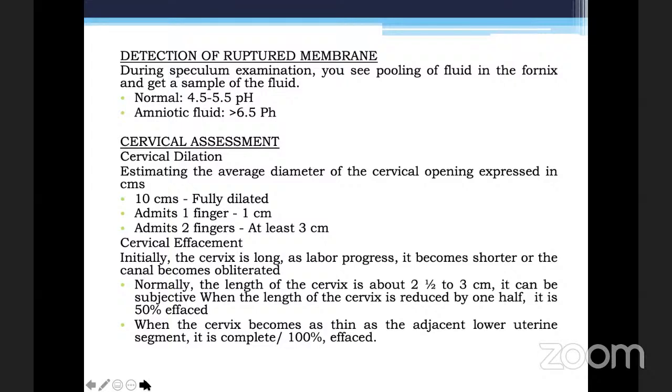Cervical effacement. Initially the cervix is long, and as labor progresses it becomes shorter, or the canal becomes obliterated. Normally the length of the cervix is about 2.5 to 3 centimeters. It can be subjective: when the length of the cervix is reduced by half, it is 50% effaced. If the cervix becomes as thin as the adjacent lower uterine segment, it is 100% effaced.